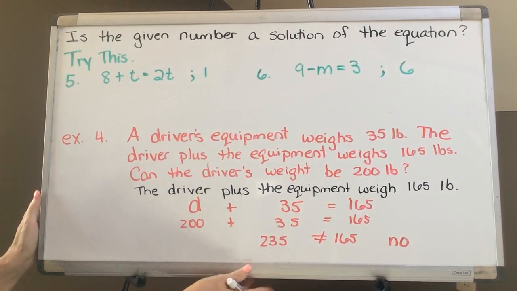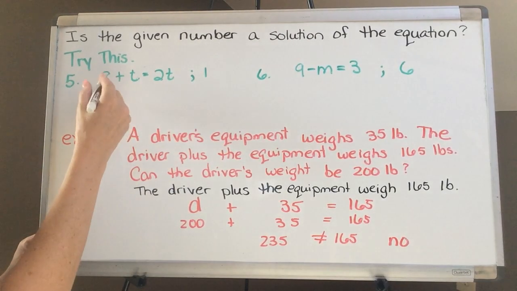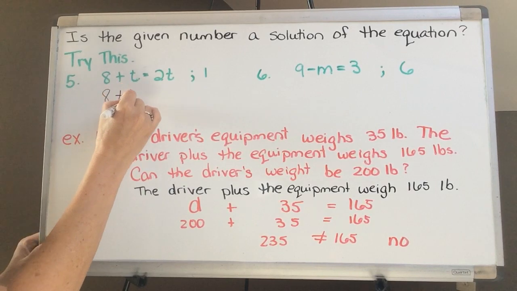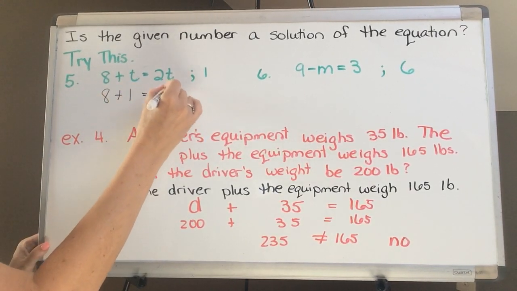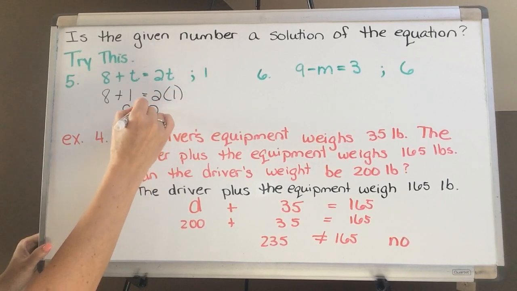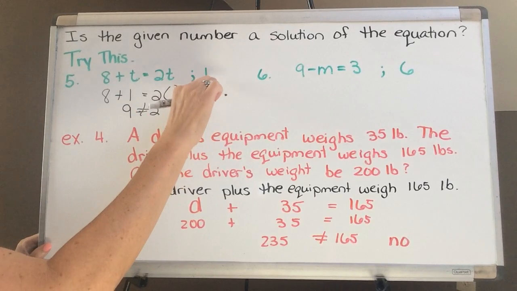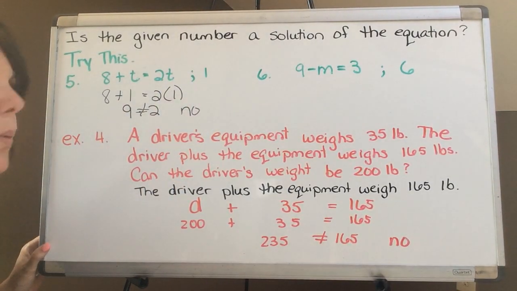Okay, so let's take a look here. Is the given number a solution for the equation? Number 5, 8 plus t equals 2t. I want you to try 1. 8 plus 1 equals 2 times 1. 8 plus 1 is 9. 2 times 1 is 2. That is not true. So no, 1 is not the solution for that equation.